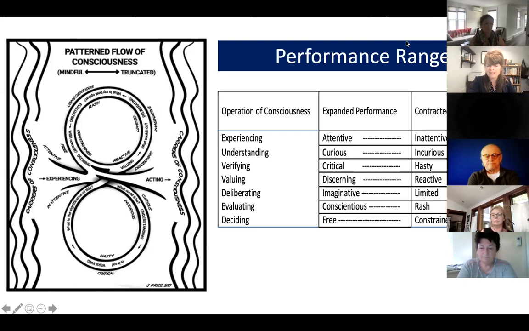So absolutely, context and carriers influence our performance, right? And generally, the more contracted we are in our performance and the way that we're using our minds, the more contracted we become. So if we're inattentive to the data, we're more likely to be incurious, hasty, reactive, limited, rash, and constrained in our deciding, right? When we're more open, then we're more likely to be attentive, curious, critical, discerning, imaginative, conscientious, and free, right? And so that's where we want to go when we are interveners in conflict.